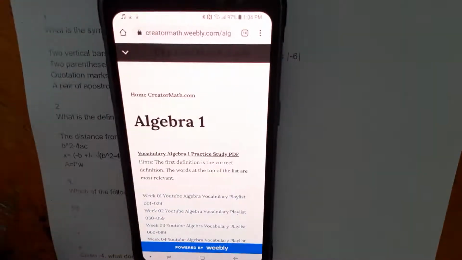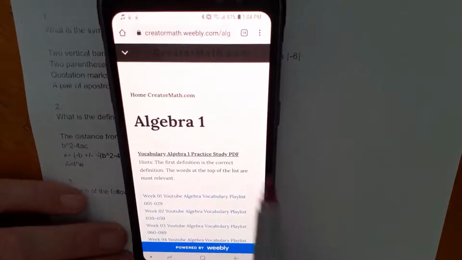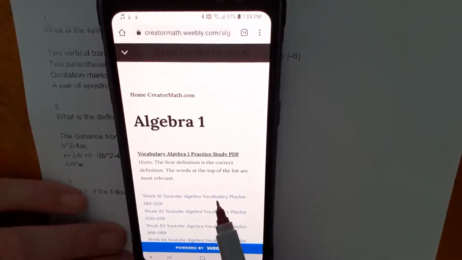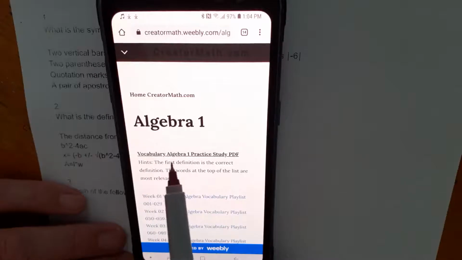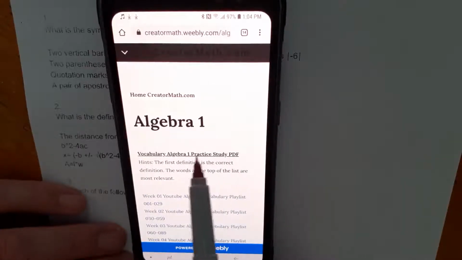Now we're going to go to the Algebra 1 tab, because that's where all the video lessons, the problem sets, the notes, and of course the vocabulary are. So the vocabulary here says Vocabulary Algebra 1 Practice Study PDF. This PDF has all the vocabulary for the entire school year on it. Please download it to your device.